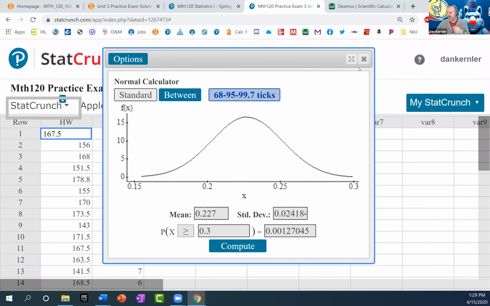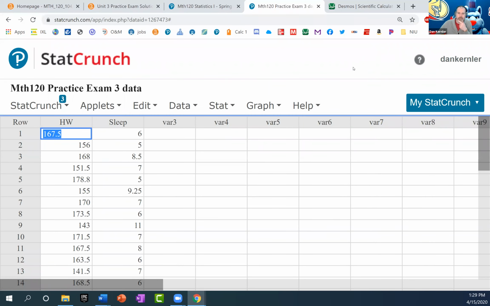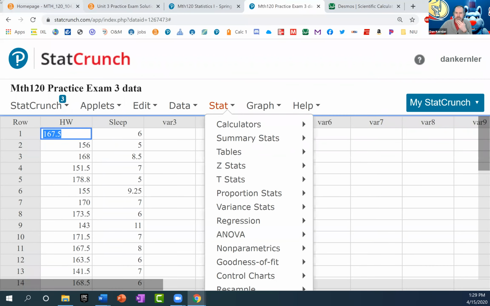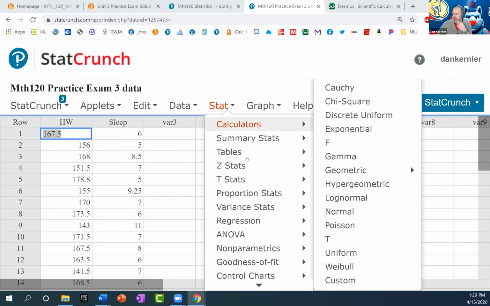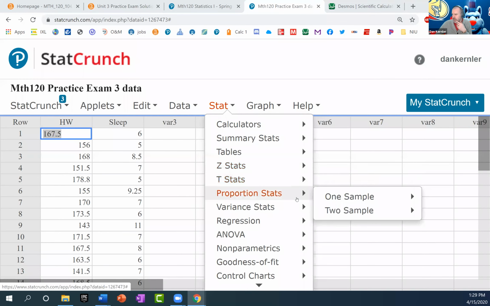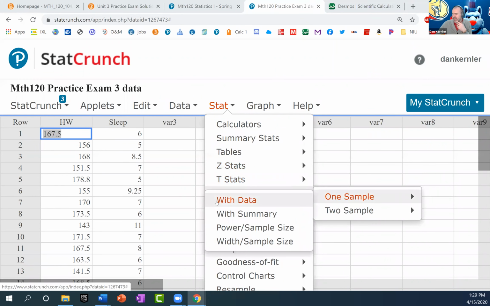How do we do confidence intervals for proportions here? You don't have to answer this, Daniel, but anybody. Confidence intervals for proportions. Brittany's right, Stat, and then Proportion Stats, right, Daniel? With data or with summary? What do we have here? Just summary, Daniel, that's correct.